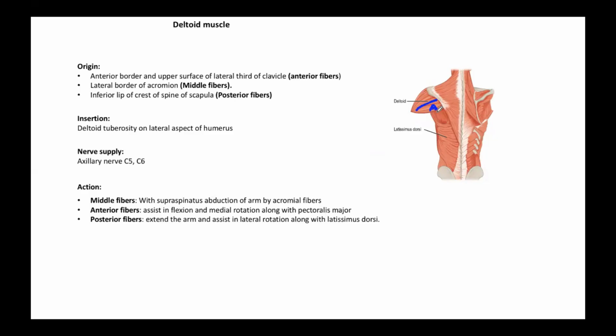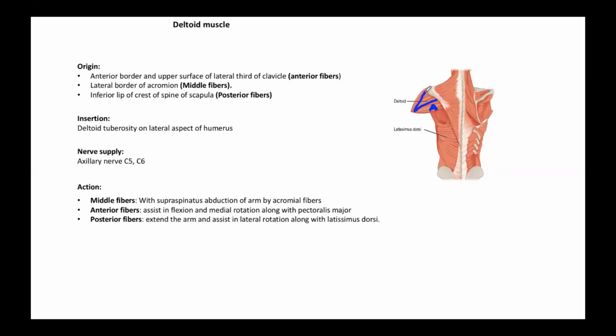Deltoid may not be appropriate, posterior fibers of deltoid. Similarly, anterior fibers of deltoid, middle fibers of deltoid. What's the nerve supply? Posterior branch of axillary nerve. Axillary nerve is okay, but we need to be more precise. So this action is of the middle fibers.